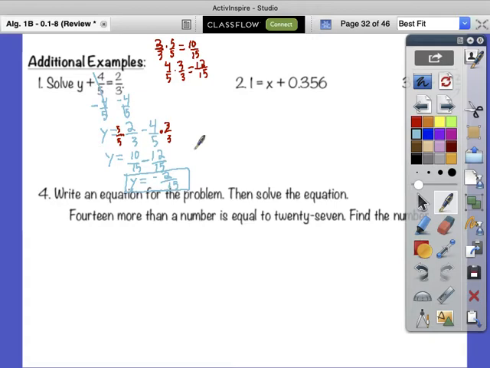Was that negative 2? Negative 2 over 15. Yep, negative 2/15. Okay.